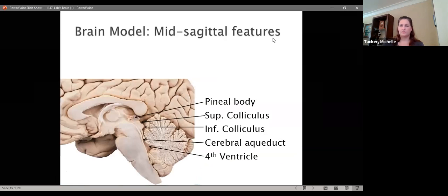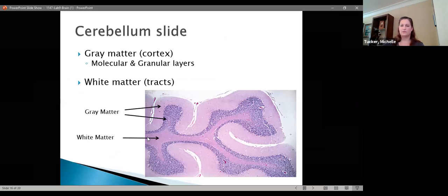I'm just going to jump to the slide I was just showing you, trying to allude to, with those white tracts coming up and in, and then surrounded by superficial layers of gray.